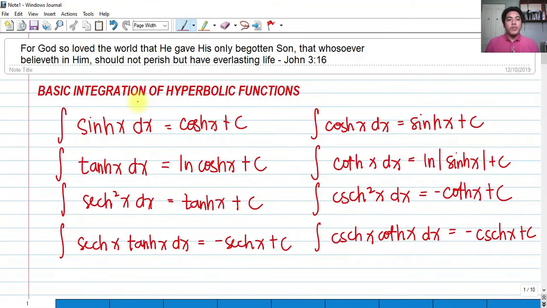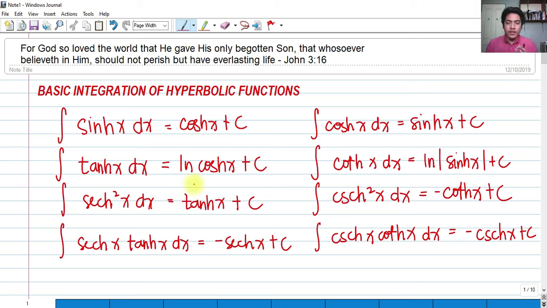So for today, we're going to talk about basic integration of hyperbolic functions, and we must at least familiarize ourselves with the formulas involving hyperbolic functions. As we can see here, we have 8 formulas in the basic integration of the hyperbolic functions. So I advise that you take a picture of this, or you take down notes of these formulas as we are going to solve some problems.